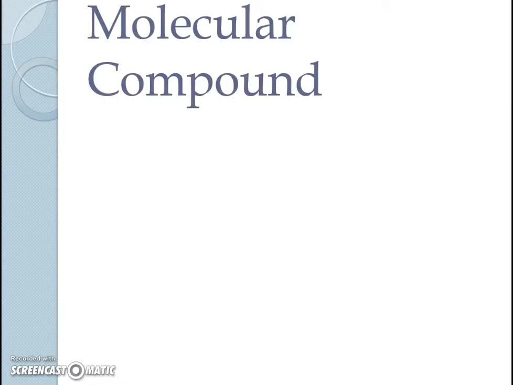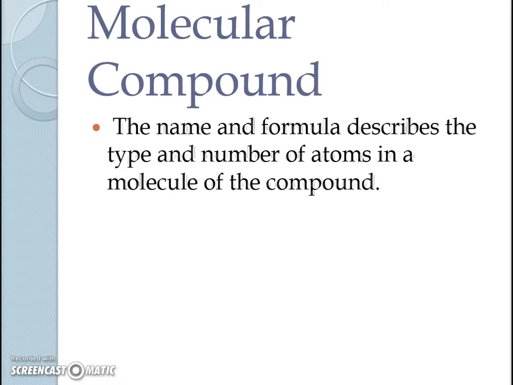Now a couple more things and we'll be done. Molecular compounds, that's the name and the formula, describes the type and number of atoms in that compound. We talked about that before earlier in chapter 6. So H2O, it tells you that you have 2 hydrogens. It tells you you have 1 oxygen. Right? It tells you that those 2 combined and give you water. NO2, nitrogen and 2 oxygens.